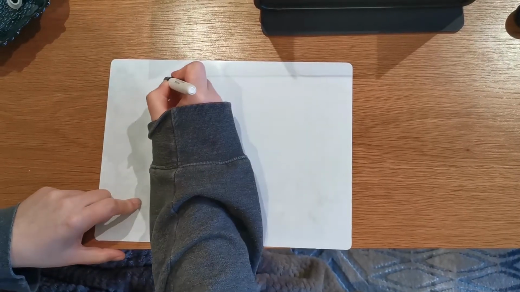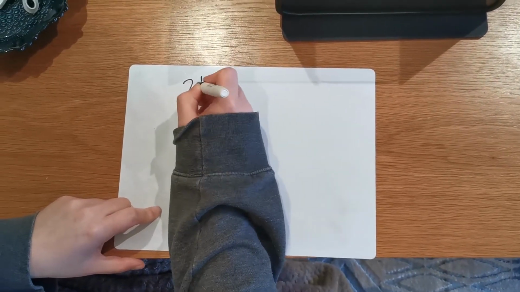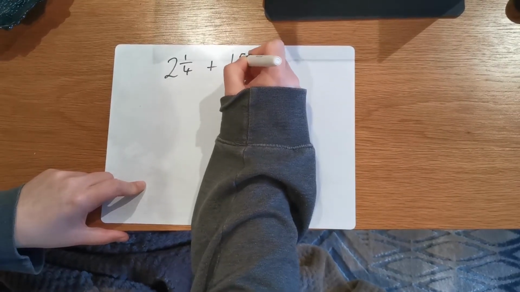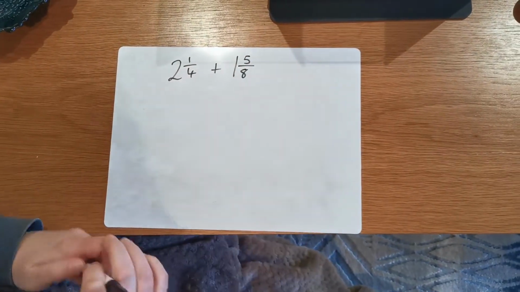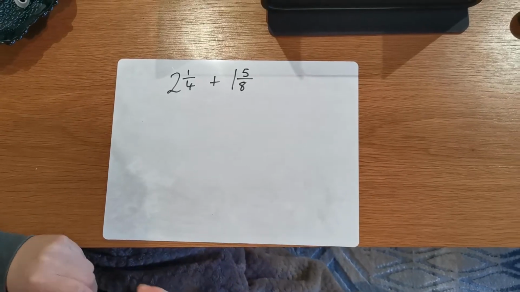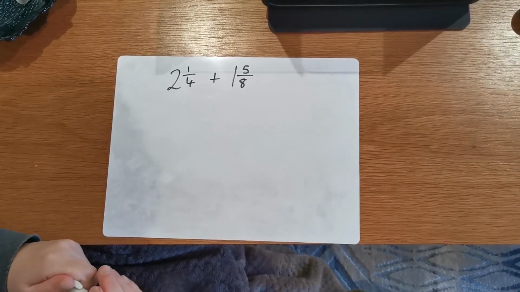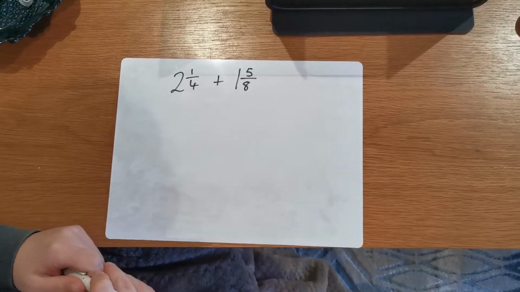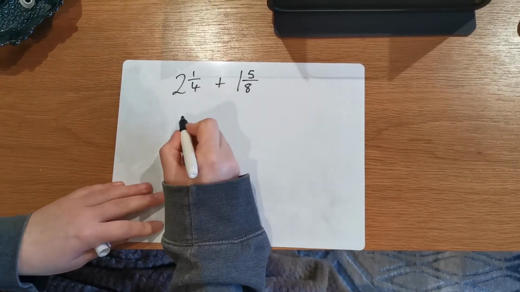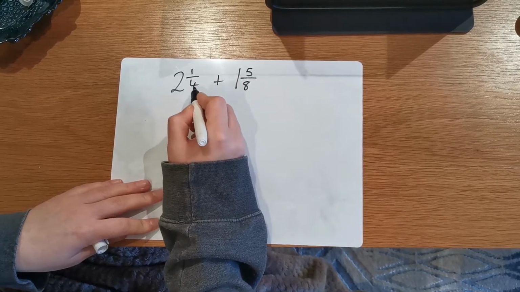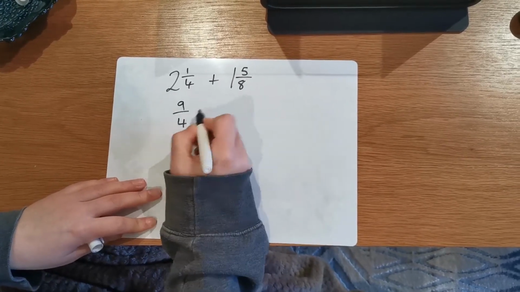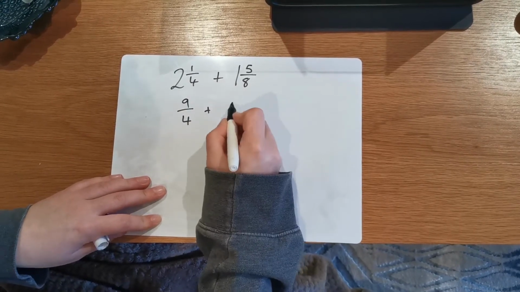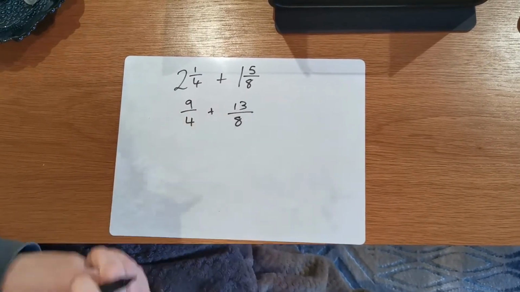So let's say I had 2 1/4, add 1 and 5/8. Okay, so now I'm working with mixed numbers. It's just adding in an extra step for this. I have to then turn it into an improper fraction first. So 2 1/4, or 2 times 4 is 8, add 1 is 9/4. 1 5/8, well 1 times 8 is 8, add 5 is 13/8.